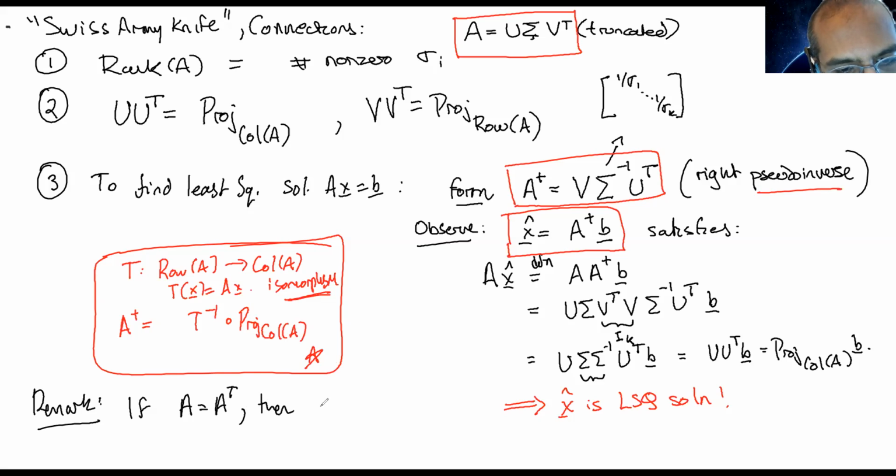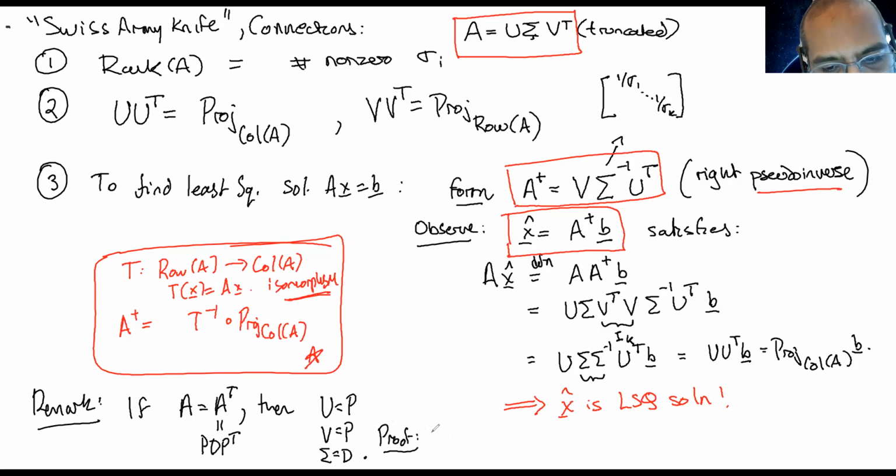So maybe then this is equal to some PDP transpose, by the spectral theorem. Then the SVD is the same, right? Then U is equal to P, V is equal to P, sigma is equal to D. Okay, so what's the proof of this?